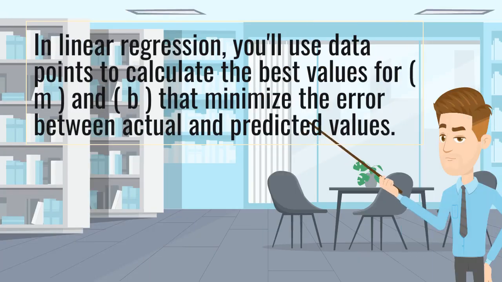In linear regression, you'll use data points to calculate the best values for M and B that minimize the error between actual and predicted values.